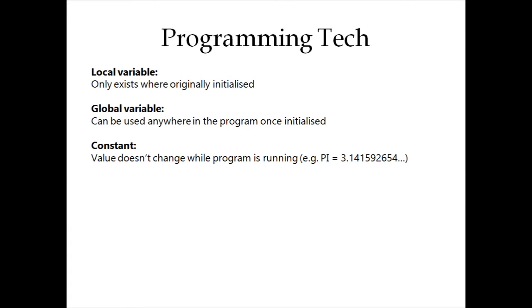Programming terms. You may have seen this in F452 also. A local variable has a small scope. It exists only where it was initialized. Global variables can be used anywhere in the program once initialized. A constant doesn't change while the program is running. Constants are useful for any things that are unlikely to change. For example, I don't see pi becoming 3.15 anytime soon.